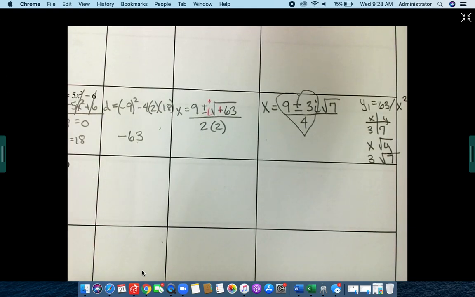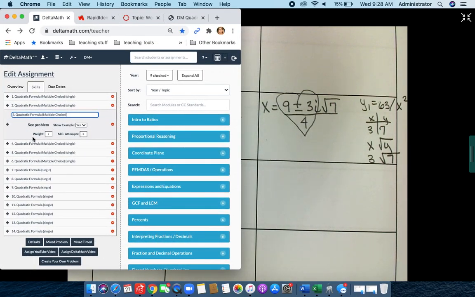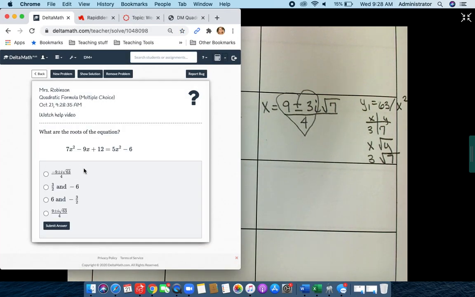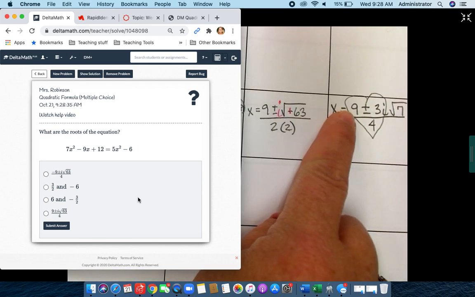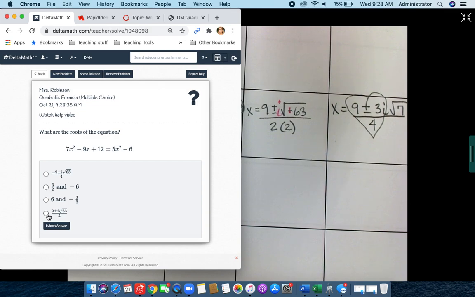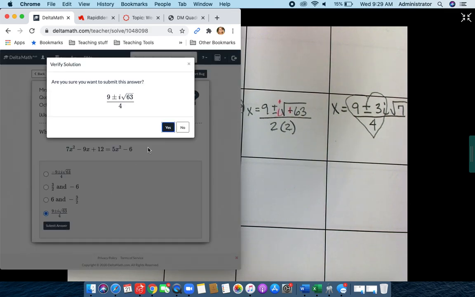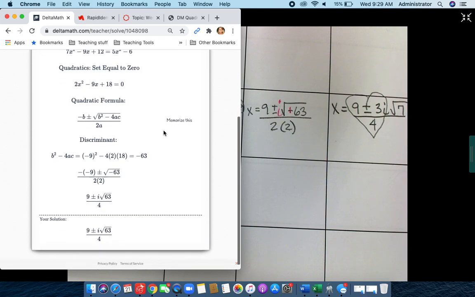So now I want to go to Delta Math and talk about how we type in that answer. I'm going to open this up, go to number 3. Oh, look, they didn't even simplify it. Well, we're ahead of the game. That's exactly what we got there, i square root 63 over 4. So does it start with a positive 9 or a negative 9? Our answer started with a positive, so we're going to choose this one. And we are good to go.